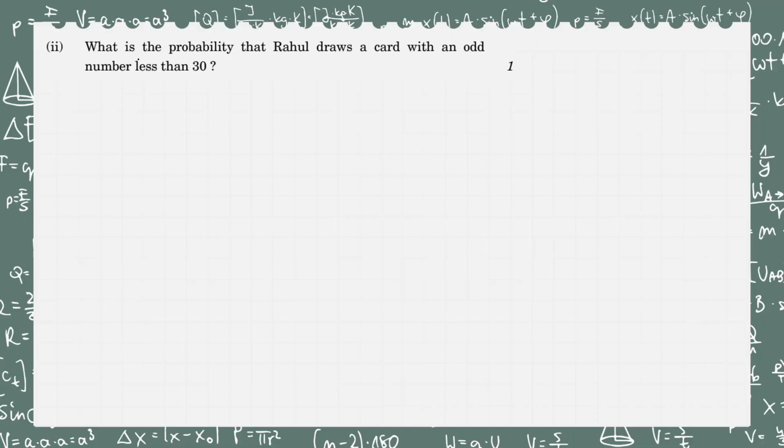So in part 2 we have: what is the probability that Rahul draws a card with an odd number less than 30? Okay, so again we need the sample space, the whole options available: 10, 11, 12, etc. up to 74. No need to count, we already have the count: 65 numbers are there. And an odd number less than 30 we have to think about.